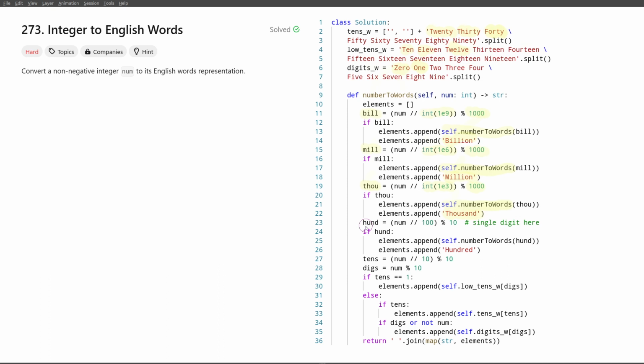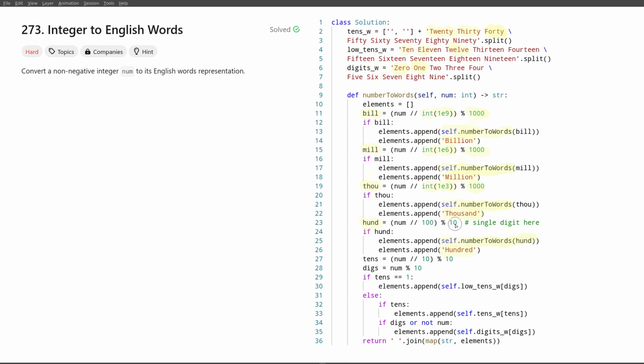For hundreds, there can only be a single digit of hundreds, so we get that single digit. So first we take only the hundreds digit and take that single digit from it. And now, the last portion of what remains after we divide by 100, we append it again with the word hundred. So here we also recurse. We could also just look up the digit because we know that this is a single digit since we modulo 10.